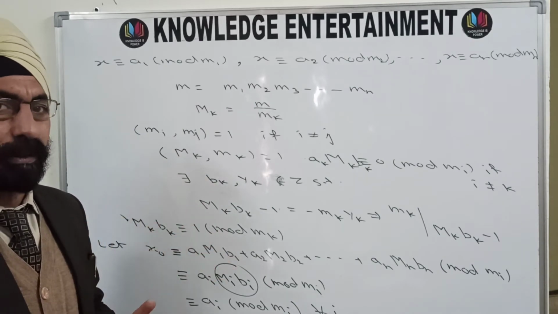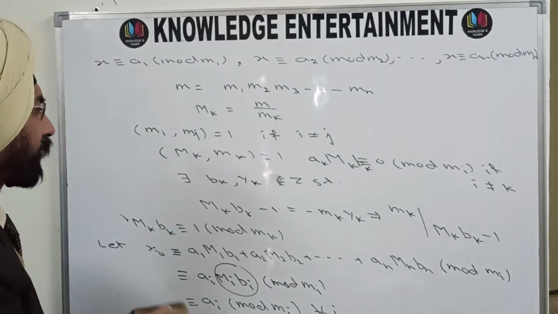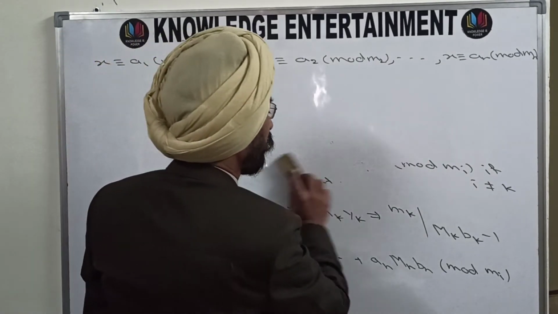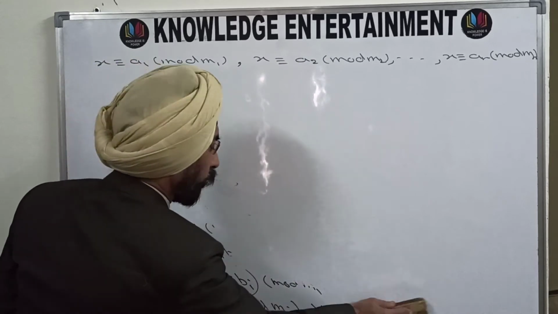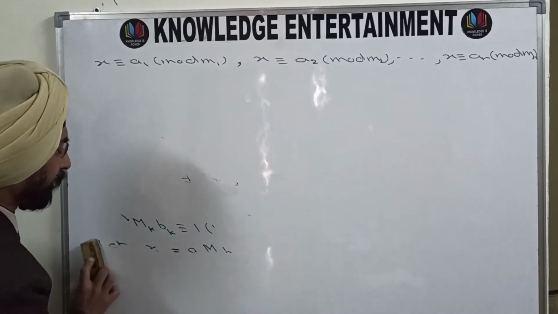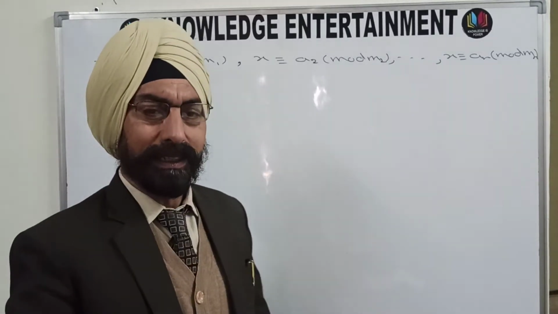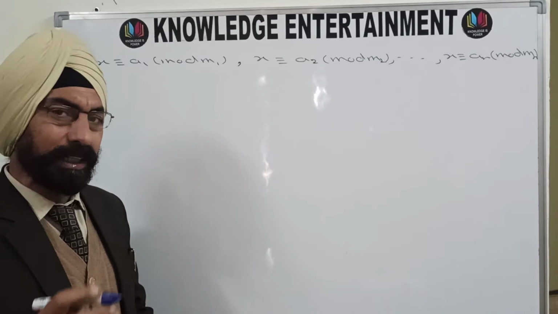x naught is a solution, but the question is whether the solution is unique. Now we are moving towards uniqueness, because we have proved the existence of the solution. The solution will exist, and the solution will be x naught equal to a1 M1 b1 plus a2 M2 b2 plus a3 M3 b3, and so on, plus an Mn bn. This will be the solution. And now we are moving towards the uniqueness.